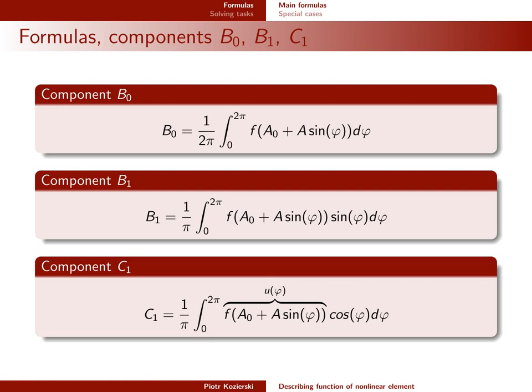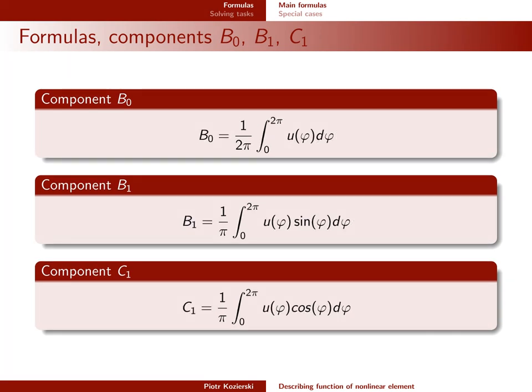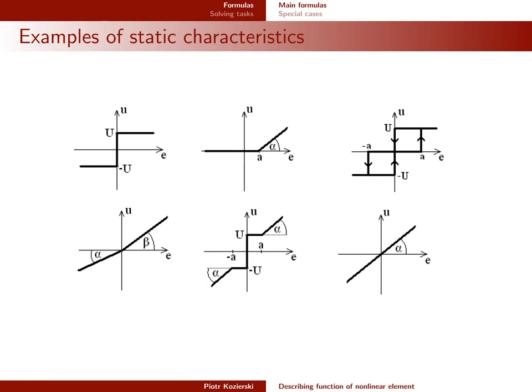This function, from which the integral will have to be calculated each time, is related to the so-called static characteristic of the nonlinear element, and is different for each nonlinear object. The result of passing a sinusoidal signal through this function is denoted by u of phi. And finally, we will use such formulas in today's classes, and the determination of the u of phi signal will be carried out graphically. On this slide, I present examples of static characteristics u of e.